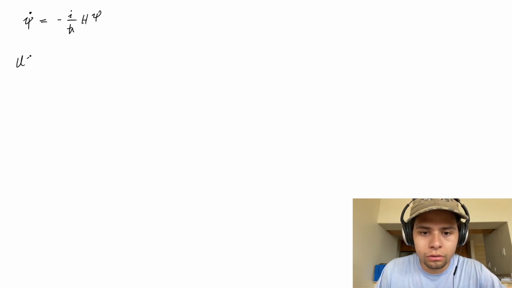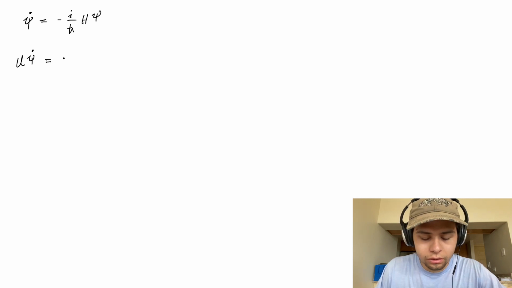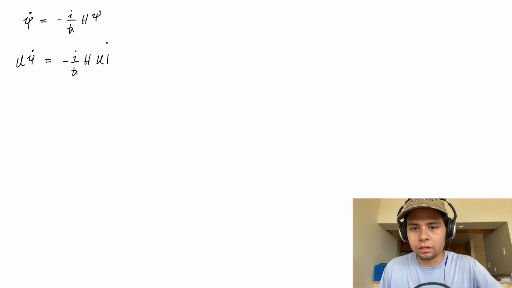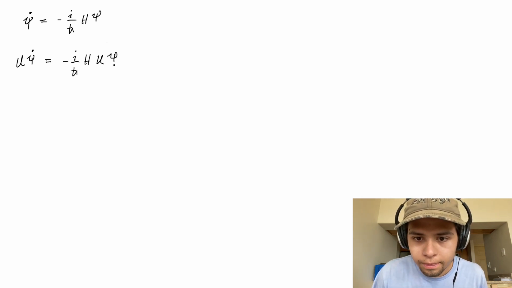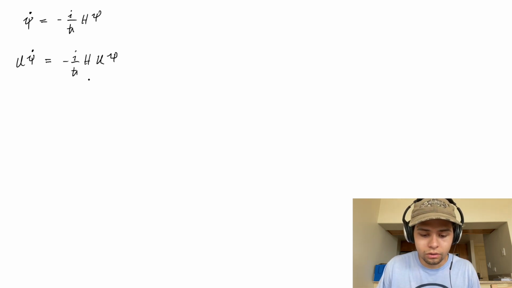So U operating on psi, this time translated vector, is equal to negative i over h bar, H times U times psi. Like that. So we didn't do anything. We just multiplied psi by U, and we know that since U is unitary, it doesn't do anything to psi. Okay?